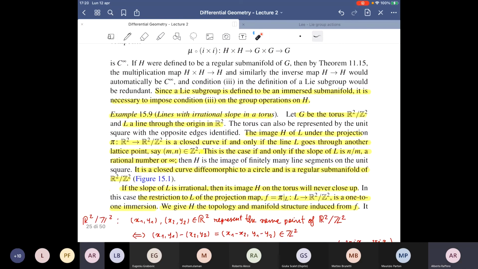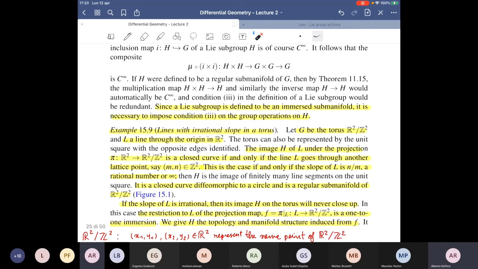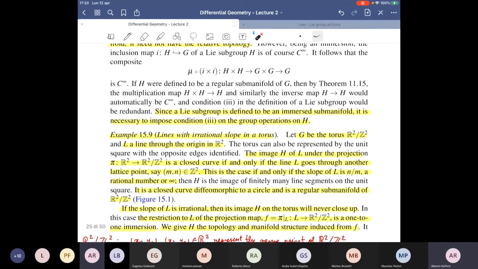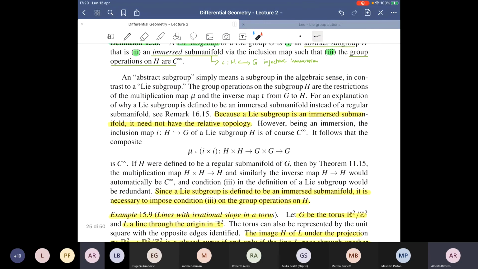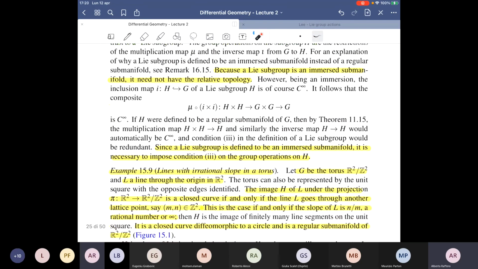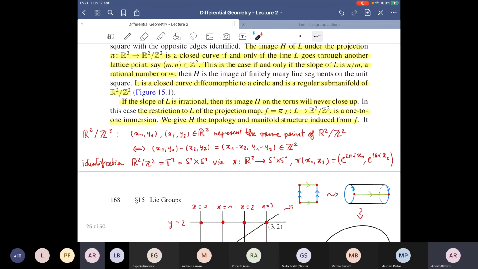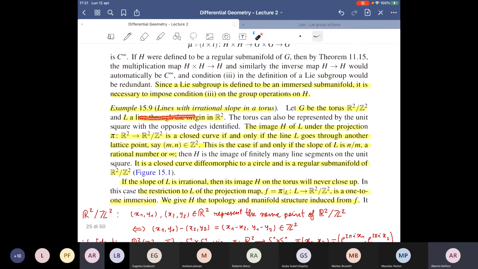And now there is a nice example that emphasizes this difference between immersed Lie groups as immersed submanifolds and, let's say, some stronger condition, which might be requiring that the Lie group you have is also an embedded submanifold, and so its image inherits the topology from the ambient space. And the example is this one given by the lines with irrational slope in the torus.